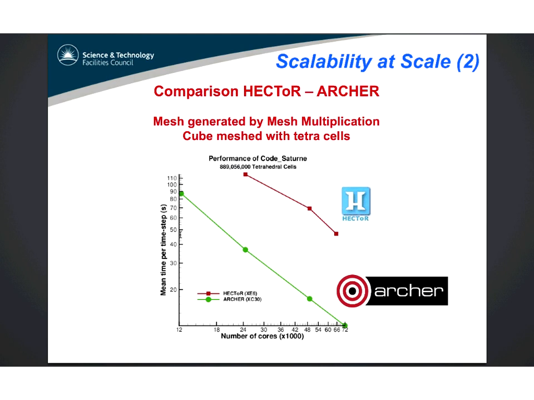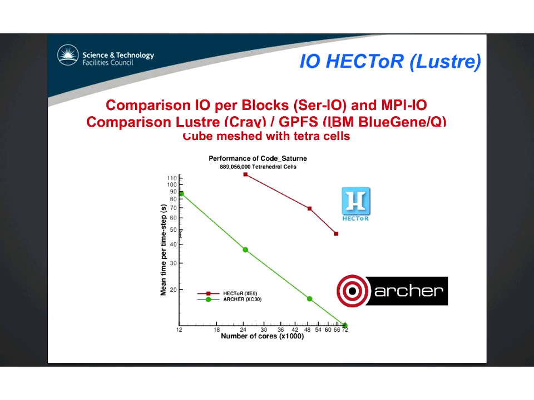So then we also performed some scalability tests just before HECToR got shut down, and this is for a 0.9 billion cell mesh, and you can see that the speed up is quite good on both machines, and there's a factor of, I think, 2.5 to above 3 when running on ARCHER.